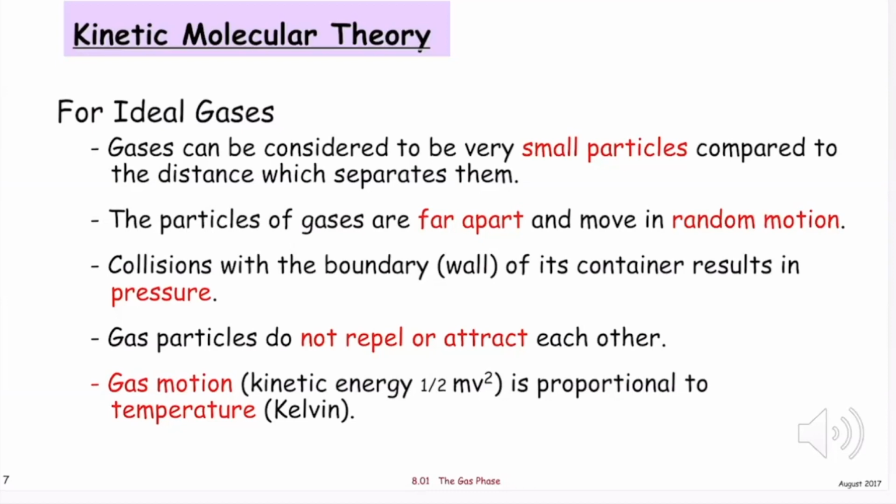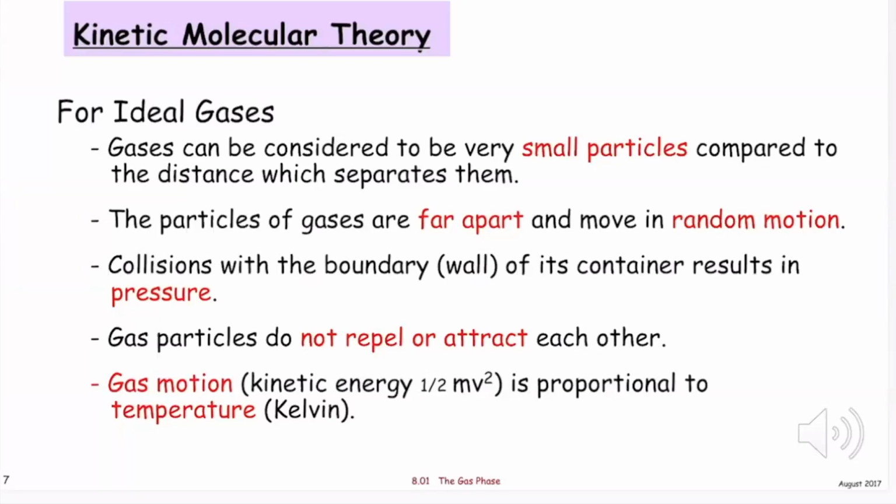The other assumption is that they are constantly moving. And what will happen is that they will occasionally hit each other. And when they hit each other, it's perfectly elastic. What that means is that they just bounce off each other. They don't stick. It's an elastic collision, and they're moving further apart. So it's in random motion.